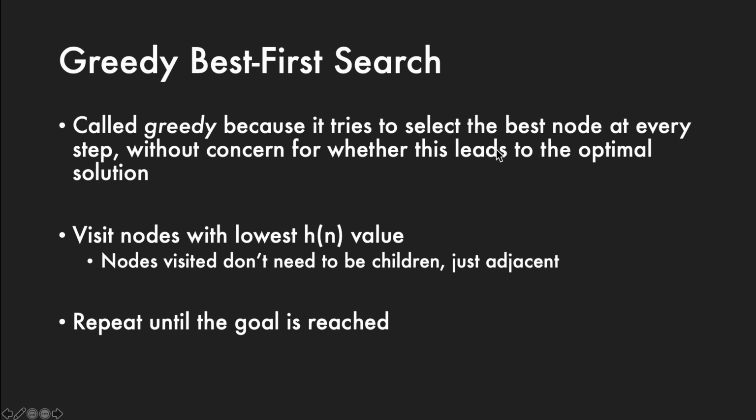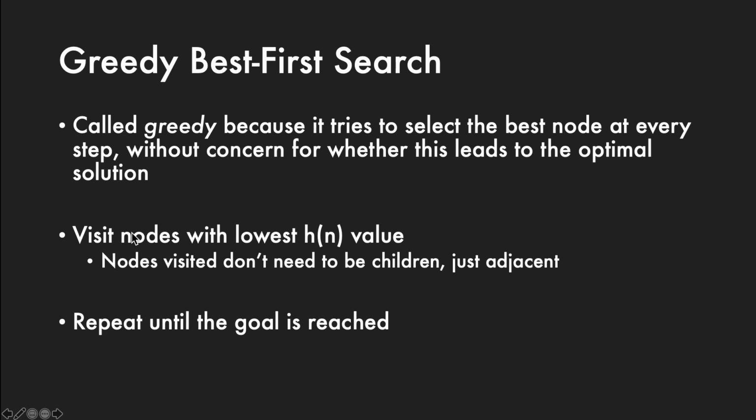Greedy best first search. It's called greedy because it tries to select the best node at every step without concern for whether this leads to the optimal solution. So why is that called greedy? Well, it's sort of like if you're greedy, you're trying to do a get rich quick scheme, and you're not really thinking about the long-term future, right? You want the money now. So that's kind of what this algorithm is like.